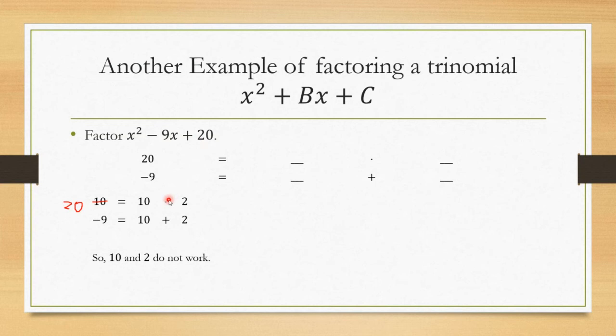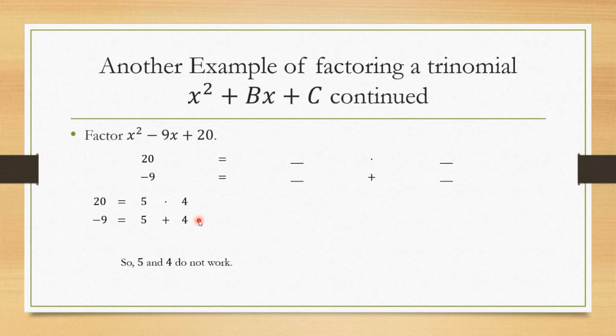Well, again, if you were to try 10 times 2, that's only half right because that gives you 20. I had 10 here. I don't know how I missed that when going over my lecture notes. But 10 plus 2 is not negative 9. So 10 and 2 are not going to work here, because you need both of these equations to hold. 10 times 2 is 20, that's true, but 10 plus 2 is not negative 9. Do we give up? No, we just try something else. We need two numbers whose product is 20 and whose sum is negative 9.